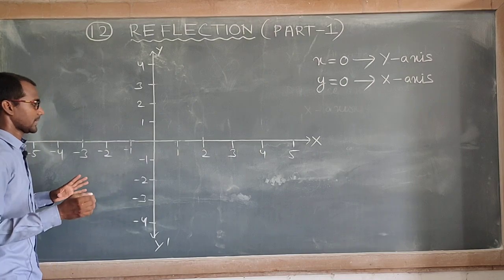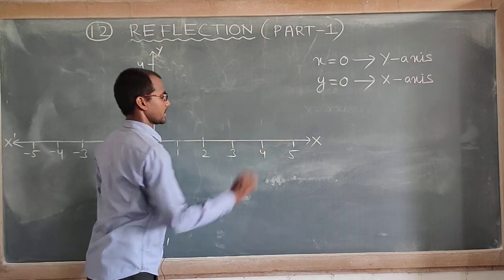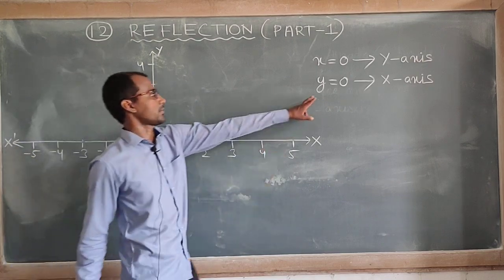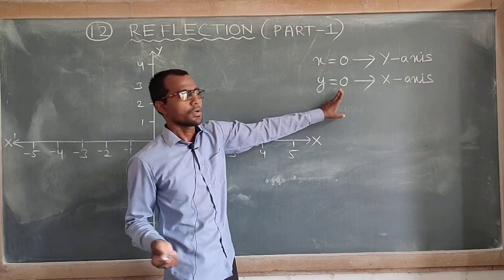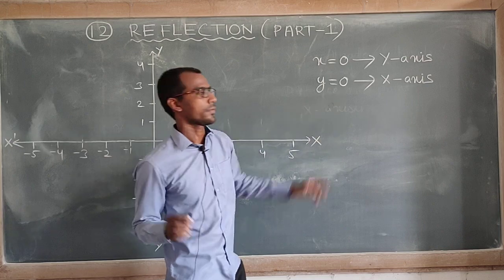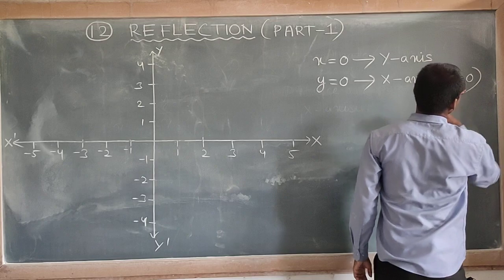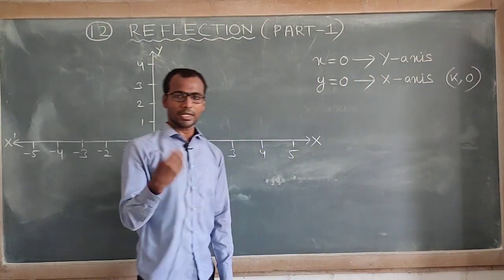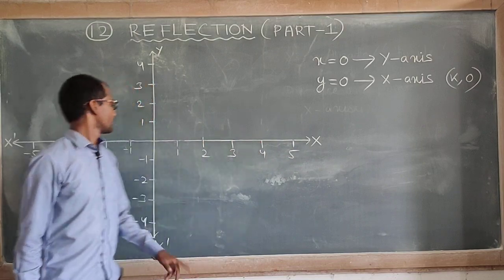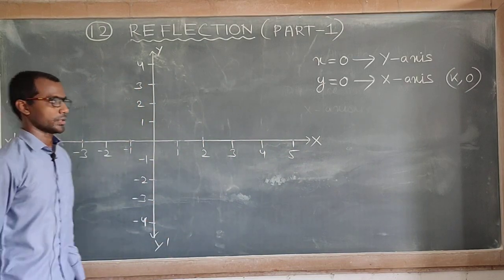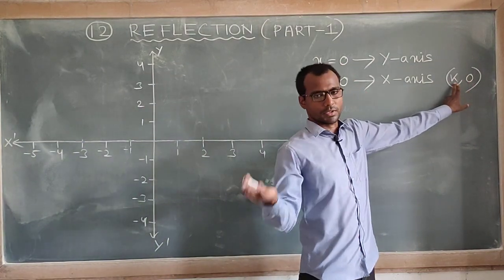Now see, if I take any point along the x-axis, its y coordinate will be 0 because its equation is y equal to 0. But x coordinate may be any value. So any point in the x-axis is of the form (k, 0). Remember this. For example, (5, 0), (2, 0), (4, 0), (-1, 0), (-3, 0). So any point in the x-axis is of the form (k, 0), where k is a constant, a real number.